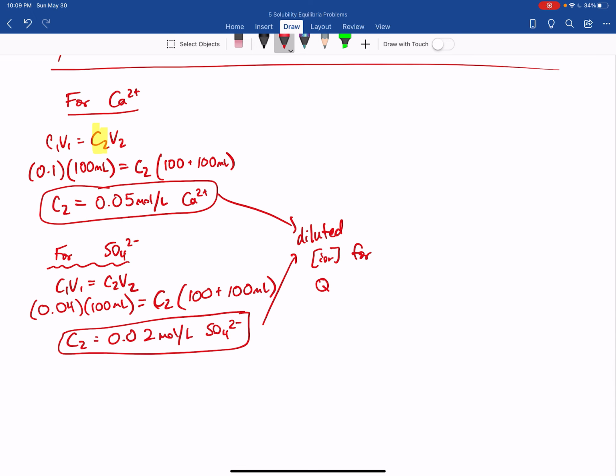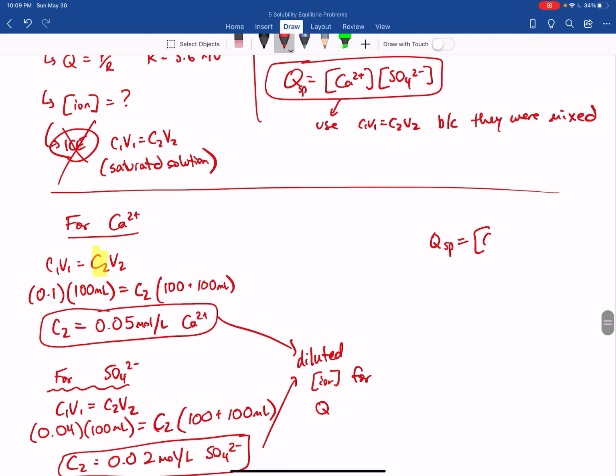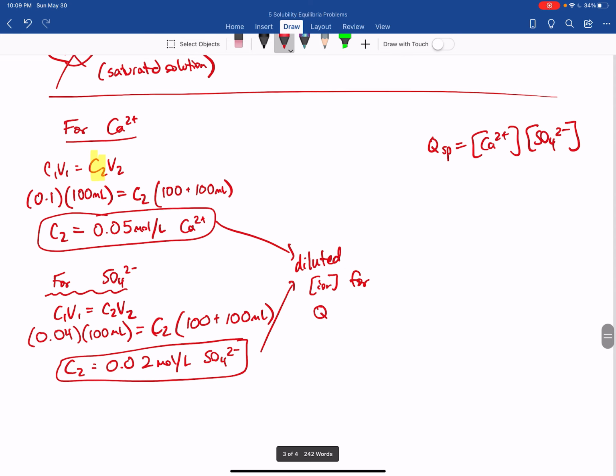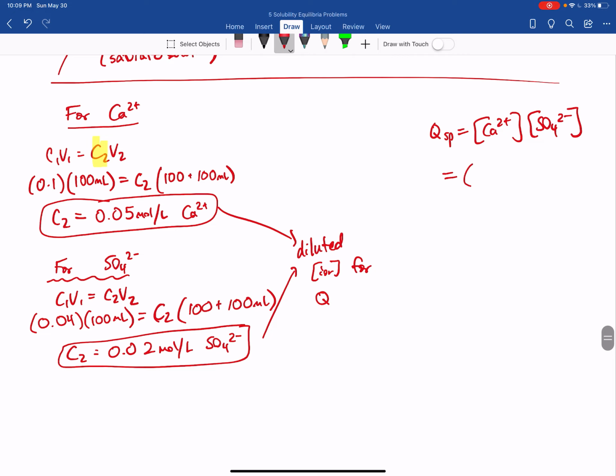So now down here we can say Qsp from above equals the concentration of Ca2+ times SO4 2-. This is all 1-to-1. If it wasn't, we would want to remember to put our subscripts in. So we've got 0.05, 0.02. We have no exponents there, so be sure to check what your actual equation is asking you for. Remember that this is just an example. So we've got our concentrations there. Hopefully you're trying to punch this in, and you'll get a value of 0.001 for Q.